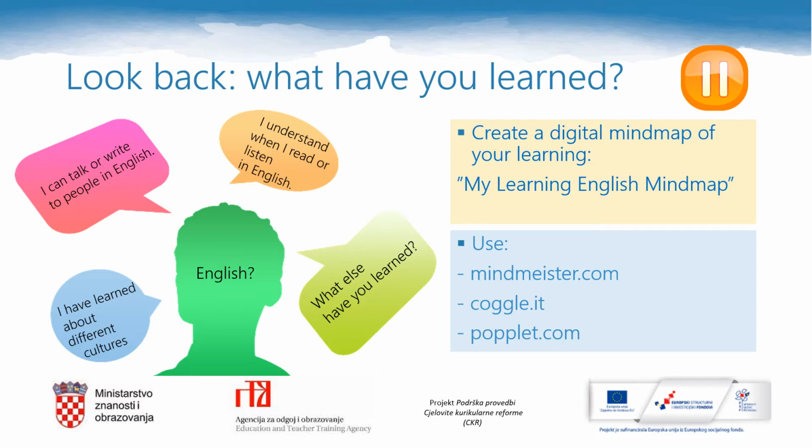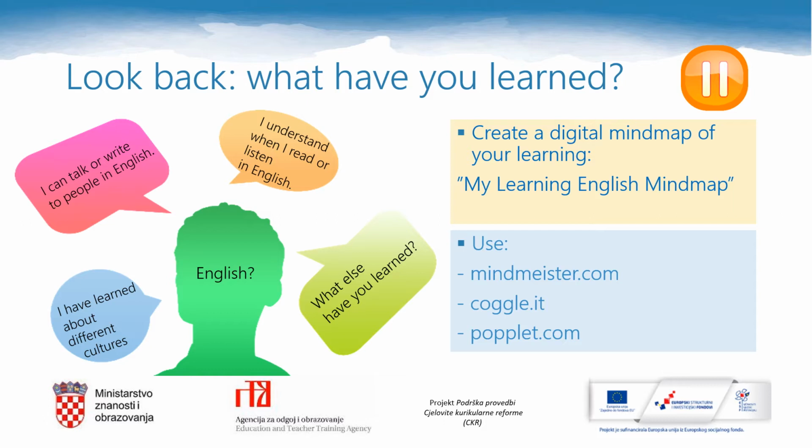What have you learned? When you think about learning English, what does it mean to you? You can create a mind map of your learning. When you think of your learning, you first think of how much you understand when you read or listen in English. Then about how you can talk to people, you can write. Then you remember that you have learned about different cultures. What cultures? And then there are other things that you have learned in English. What have you learned in English?